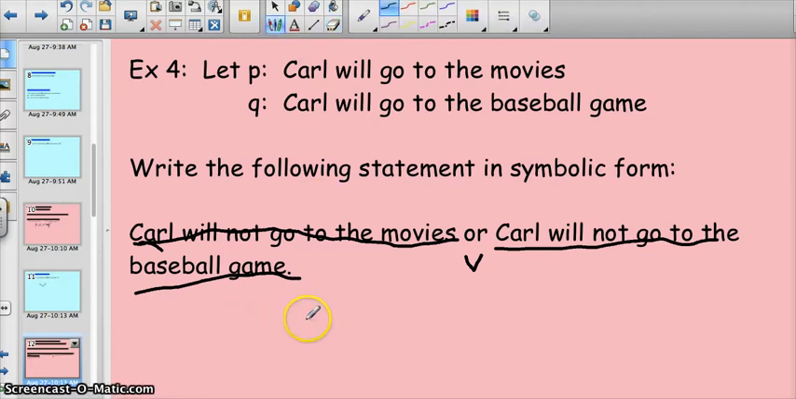Well, we're going to start with Carl will not go to the movies. Now, if P is Carl will go to the movies, Carl will not go to the movies is done with negation. That's a negation of P. Next up is the or. So here's my disjunction going on right there. And then the Q is Carl will go to the baseball game. Well, we have Carl will not go to the baseball game. That's a negation. So rather than writing Q, I will write the negation of Q. Pretty easy stuff.